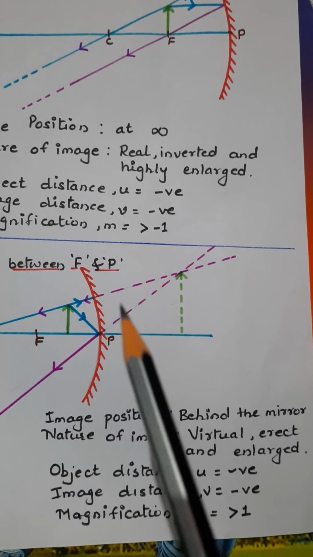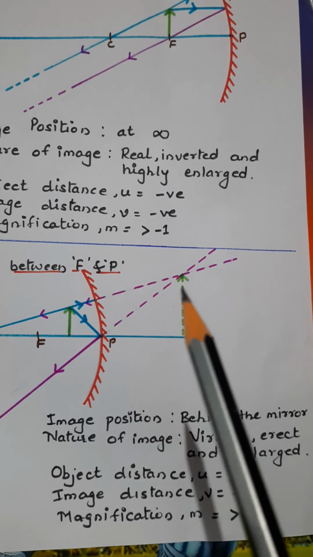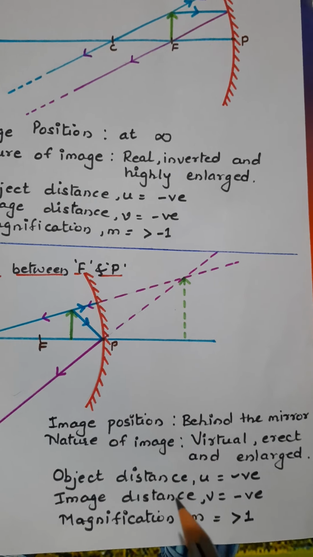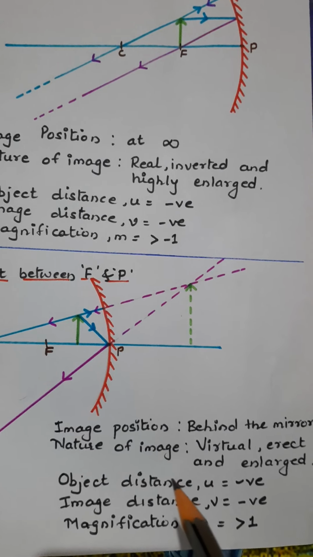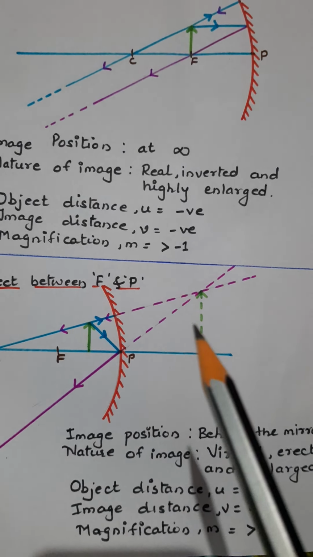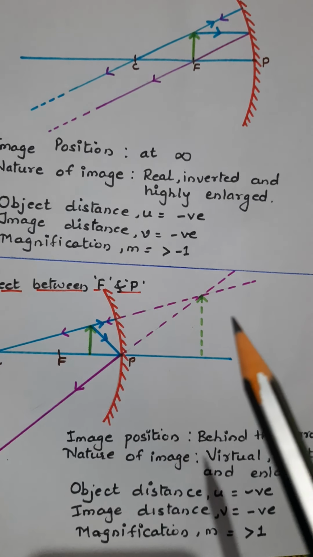As rays of light are not actually meeting after reflection, we get a virtual, erect, enlarged image. In this case, object distance is negative, image distance is positive and magnification is also positive, which is more than +1.